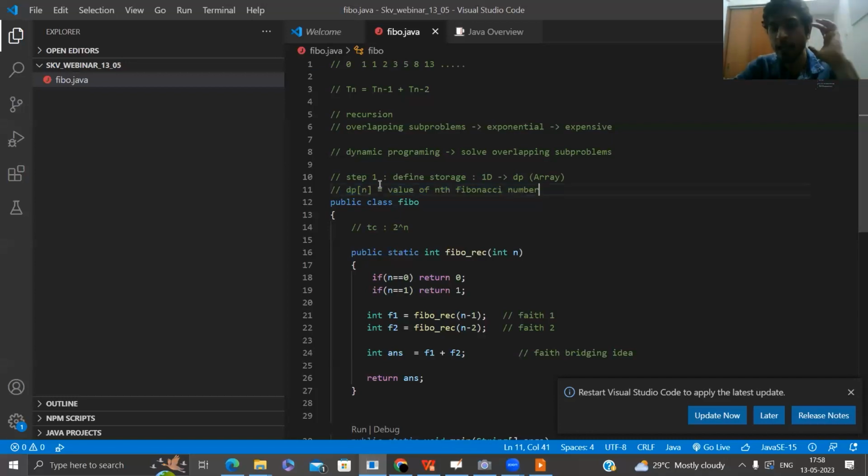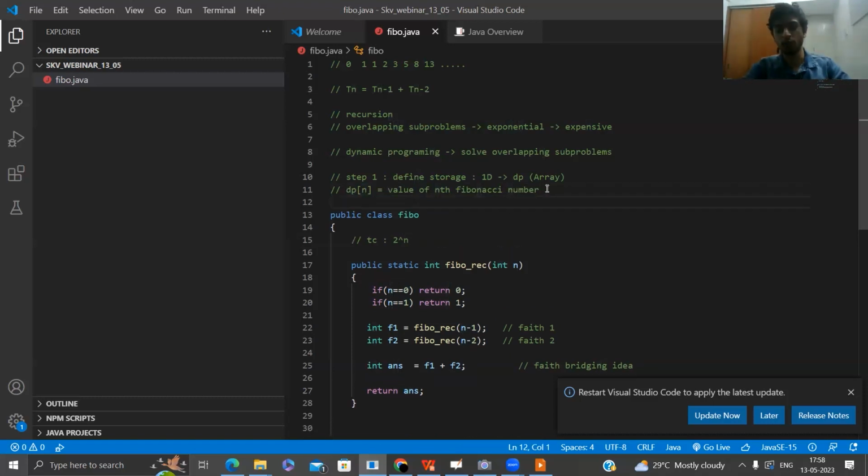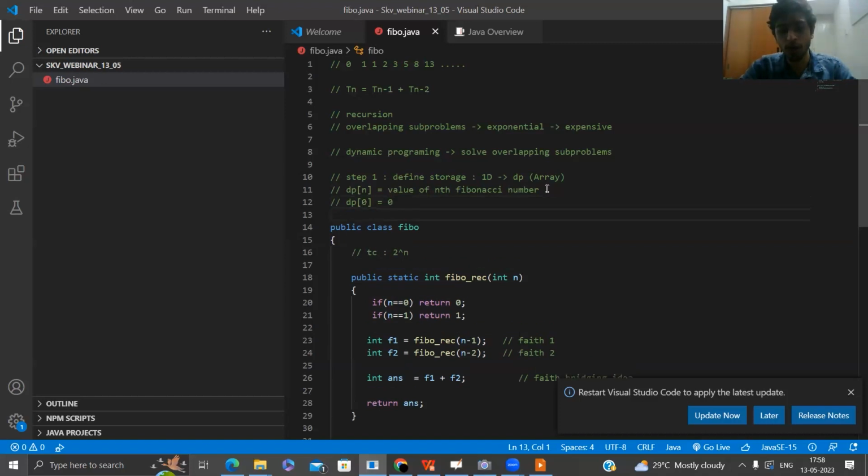So here I say that dp of n, at the nth index of the dp array, we are going to be putting the nth Fibonacci number, right? So let me just demonstrate it once. Your dp of 0 is going to be containing the 0th Fibonacci number, which is 0. Your dp of 1 is going to be containing the first Fibonacci number.